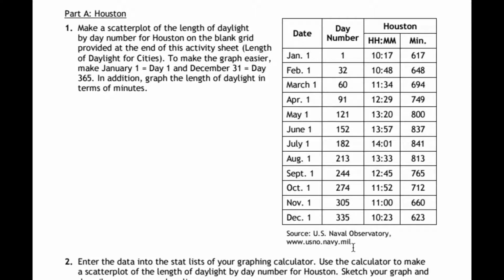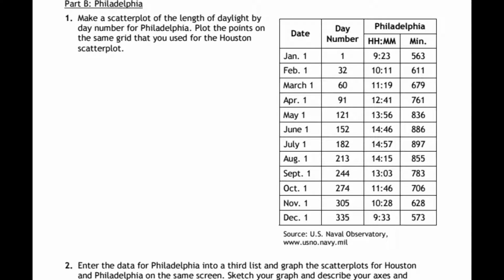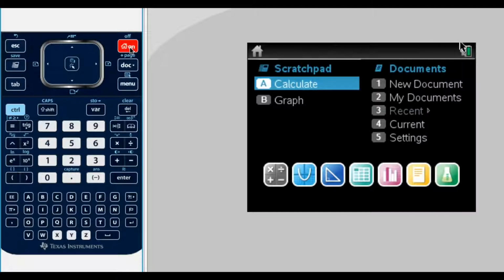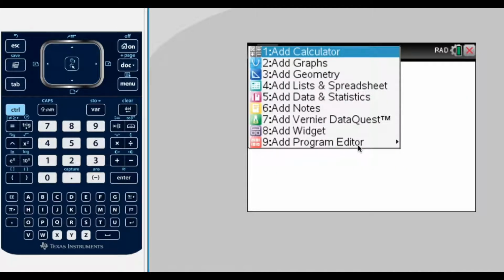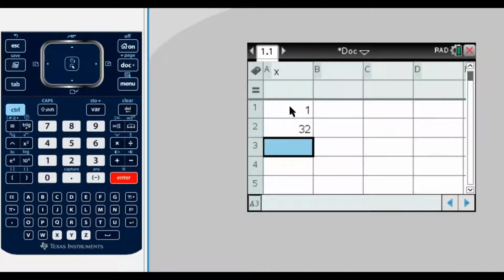Here you're going to see the next chart we have is Philadelphia. Again, same information except just the minutes is going to be different, the hours, minutes, length of daylight. So whenever you graph this, you want to make sure the day number and the minutes are the items going into the calculator. And this situation is a lot like the Ferris wheels, except now we're looking at sinusoidal regression. So when we go to our calculator, open a new document, we're going to go to a list and spreadsheet and enter the day number and the minutes in that list and spreadsheet in order to calculate our sinusoidal regression.